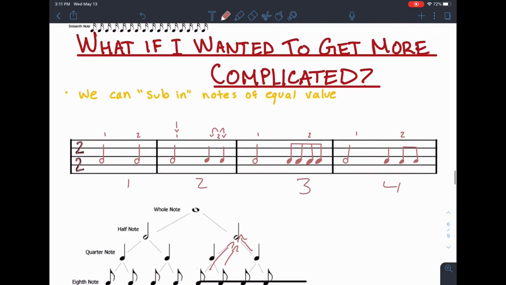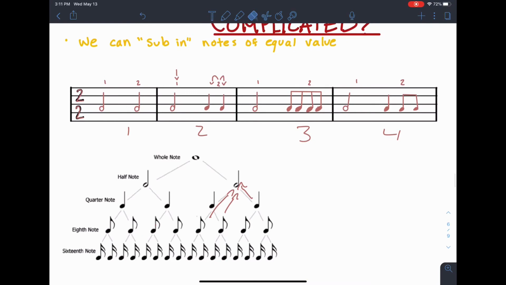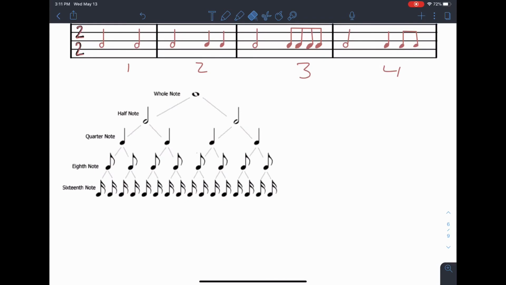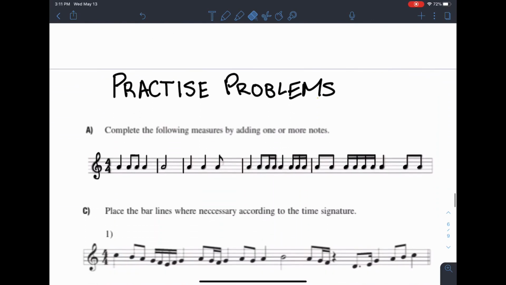So, see how this gets more complicated? And also notice how much easier it becomes when we are very familiar with our tree of rhythm, or our tree of notes. So if you have not already watched my second video about the tree of notes, I strongly recommend doing that as we move forward. Next up, we have some practice problems.